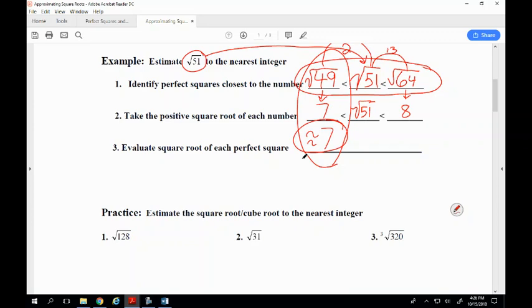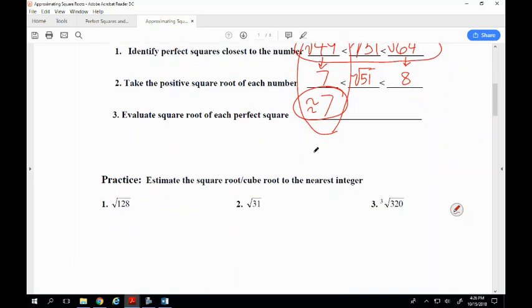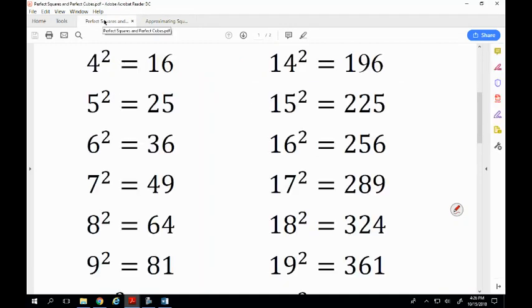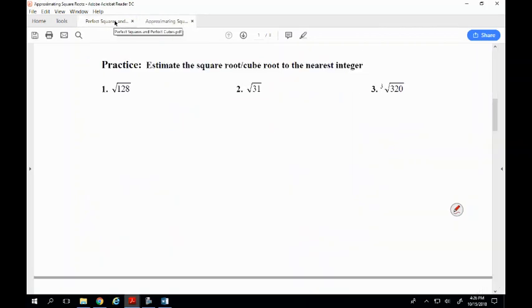Okay? So this time we're going to estimate the square root of 128. And again, we're going to need to use our chart. So let's flip over here. Let's take a look at our chart. Okay? And again, we're remembering the number is 128 underneath.